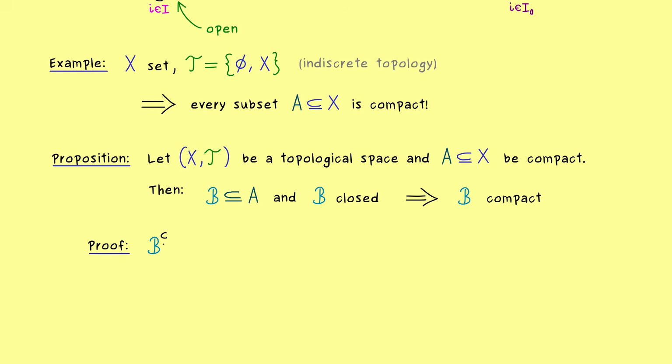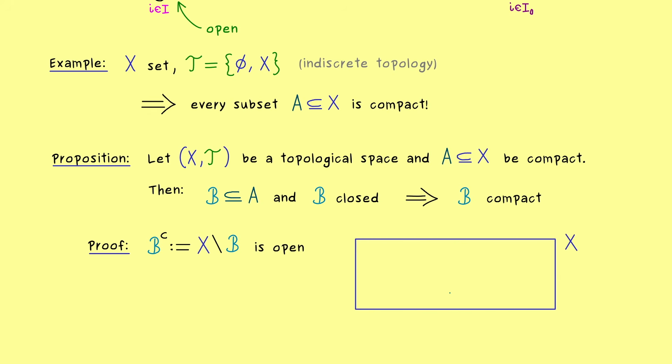Namely, here we just have to use the fact that the complement of B is open in the topological space. This should not surprise you because this is actually the definition of a closed set in a topological space. So maybe we can visualize that. Here we have our whole space X, and there we have our set B, and everything that is not inside B forms an open set. And here please don't forget that B is a subset of a larger set we called A. This is quite important because now we want to show that B is compact as well.